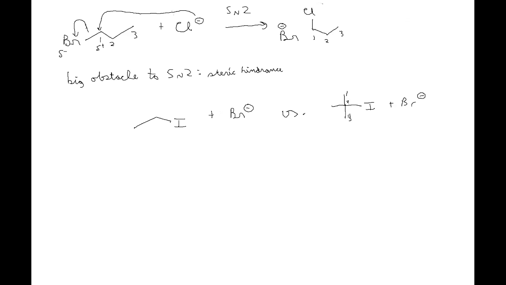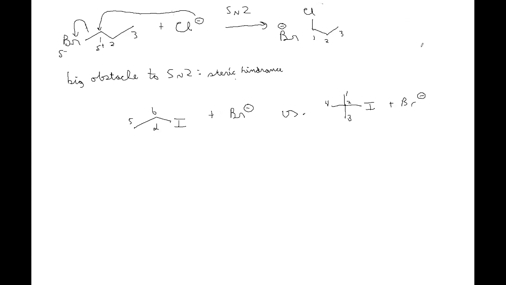Because the alpha carbon is connected to more carbons. That's right. So there would be steric hindrance that would block the reaction in this case. Let's be specific here. Which is the alpha carbon in this molecule? 6. And which is the alpha carbon in this molecule? 2. That's right, because the alpha carbon is the one that's connected to the leaving group.